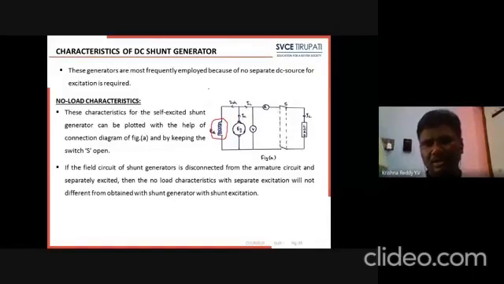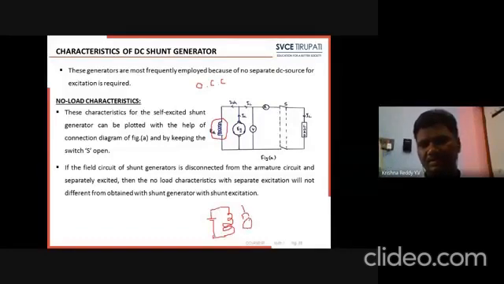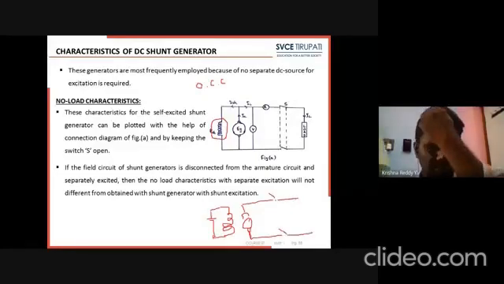Now, in order to get the open circuit characteristics, we remove this field winding from the armature circuit and give some small voltage in order to provide some residual flux. This will be placed in the rotating armature. Initially, in order to get the no load characteristics, we open the switch. We are not applying any load.